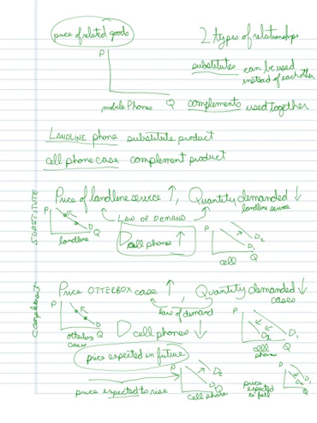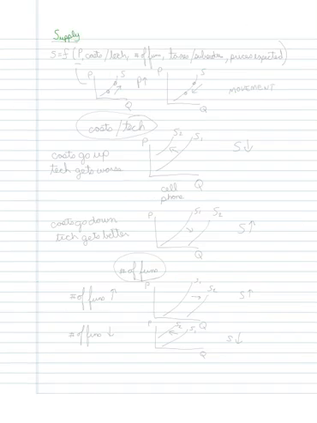Now, let's talk about this with respect to the supply curve. For the supply curve, again, what we had was that supply was a function of price, cost, technology, number of firms, taxes, subsidies, price expected.